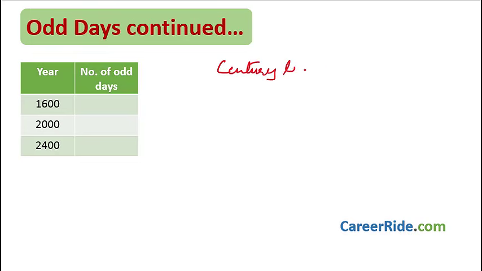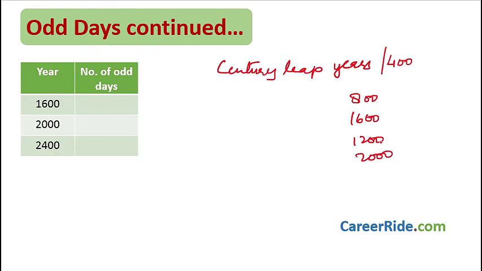What are century leap years? Century leap years are the years which can be divided completely by 400, right? Years like 800, 1600, 1200, 2000. These are century leap years because they can be completely divided by 400.